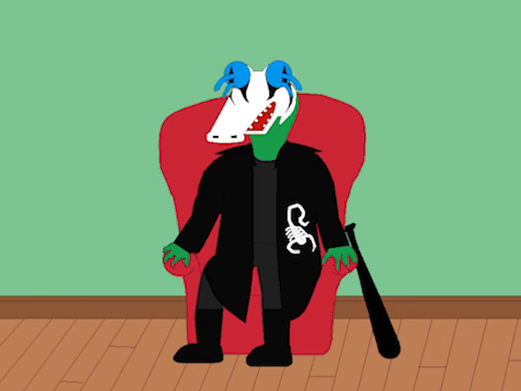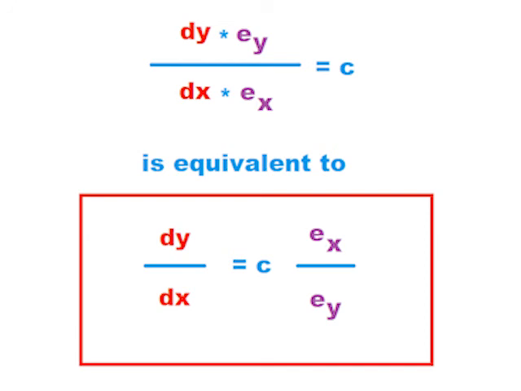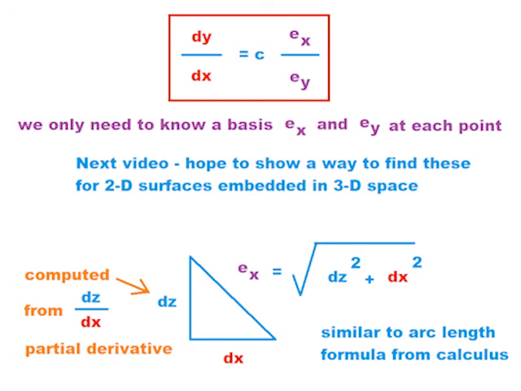Well, putting together all of these examples and arguments, I believe the formula dy times ey over dx times ex equals c might just be another version of a geodesic equation, at least for two-dimensional surfaces with perpendicular grids. I may try to find additional ways to show this as time goes on. In particular, it's useful when you already have a basis on which to draw a path. I'm hoping to show how to compute a basis of a 2D surface embedded in a 3D space for my next video.